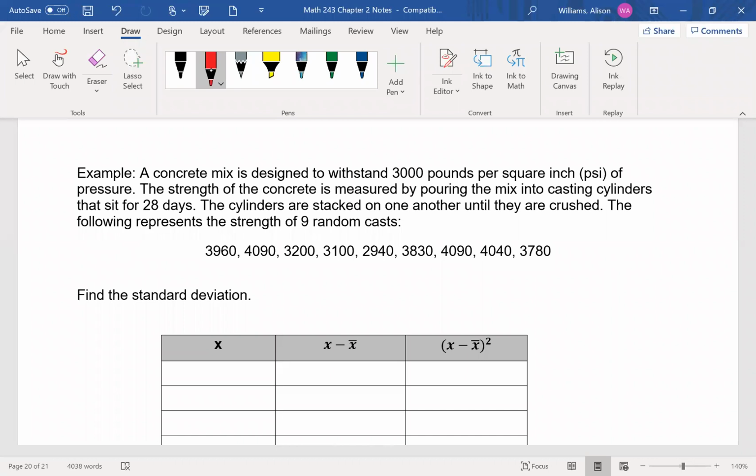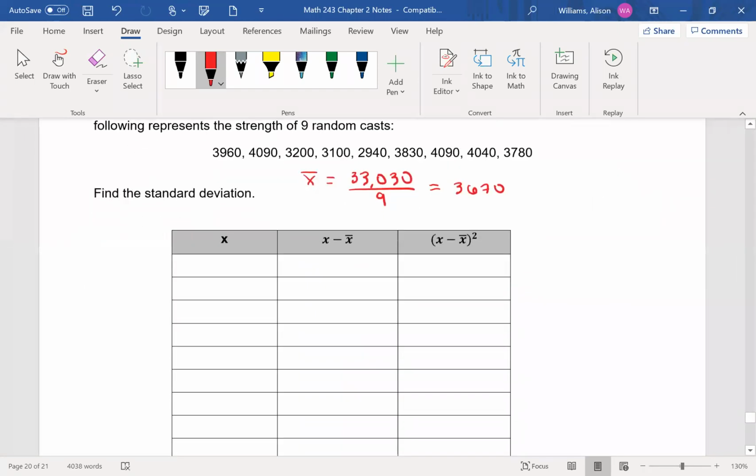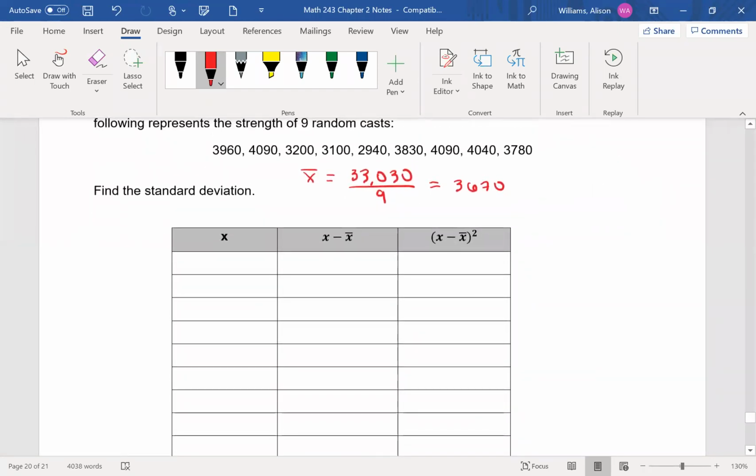All right. So if I add these all together, I got 33,030. And then dividing that by 9 is 3,670. Okay. So here, let me zoom out a little. I'm going to take all of these data values and put them here in the table for X. So this is 3960.